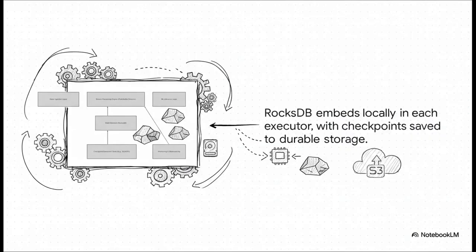So let's look at how this is actually set up. The magic here is that RocksDB isn't some separate server you have to manage. Nope. It embeds itself right inside each Spark executor, acting like a tiny, super fast local database. It keeps all the state right there on the worker, in native memory and on local disk. And then it just efficiently backs up the changes to your durable storage, like S3.